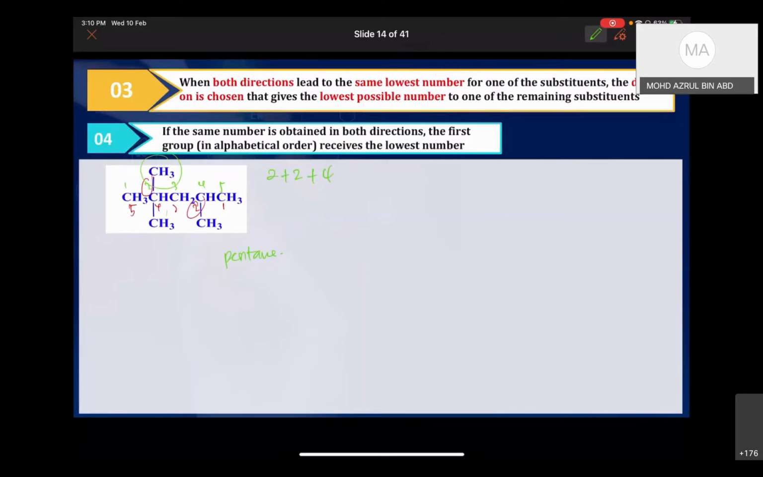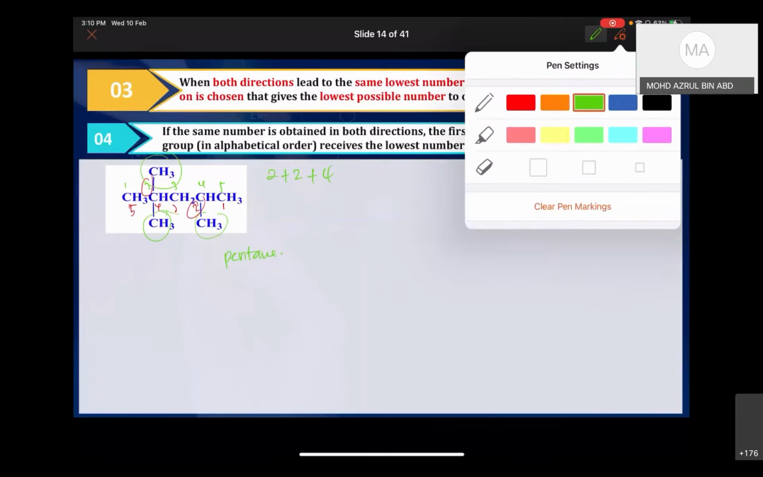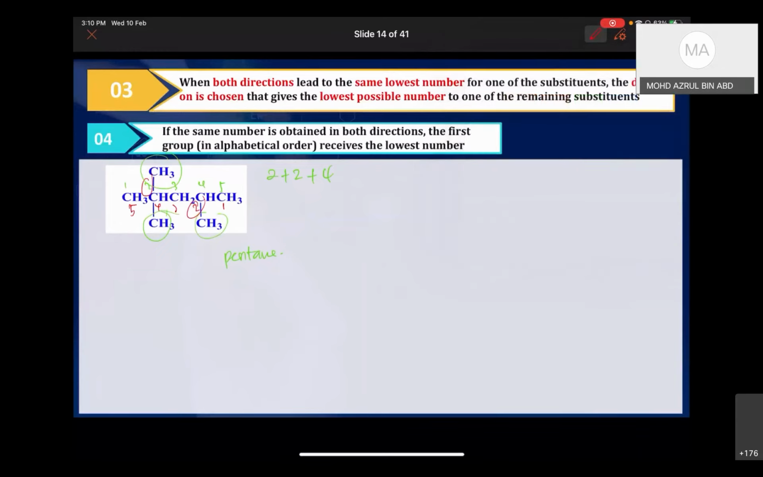I get this 2 plus 2 because 2 substituents are attached at carbon number 2, this one 2 and this one also 2, and then this one is attached at carbon number 4. If I follow the red one, the substituents are attached at carbon number 2, carbon number 4 and carbon number 4. So if you total up, the green one will give the lowest number, which is 8. So we need to follow the green one from the left side.